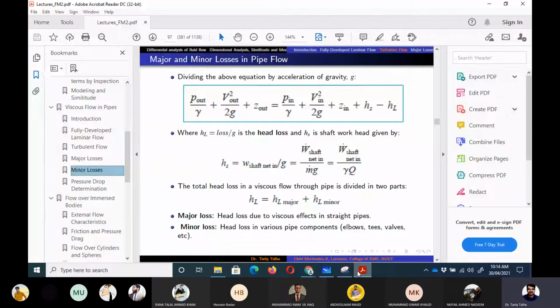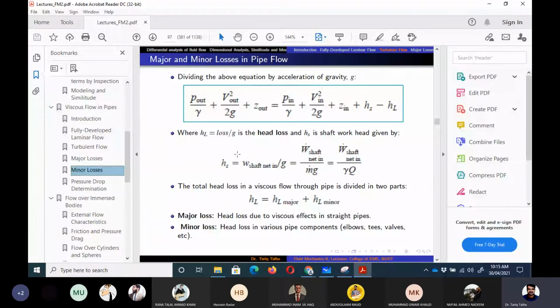So the equation which we derived by the comparison of the energy equation with the Bernoulli equation is written here in the form of head. We can define pressure head, dynamic head, then elevation head, and the term HS, which is given by shaft work head. It would be positive when we have turbine work output, and negative when we are talking about pump work input. So that is in terms of head.